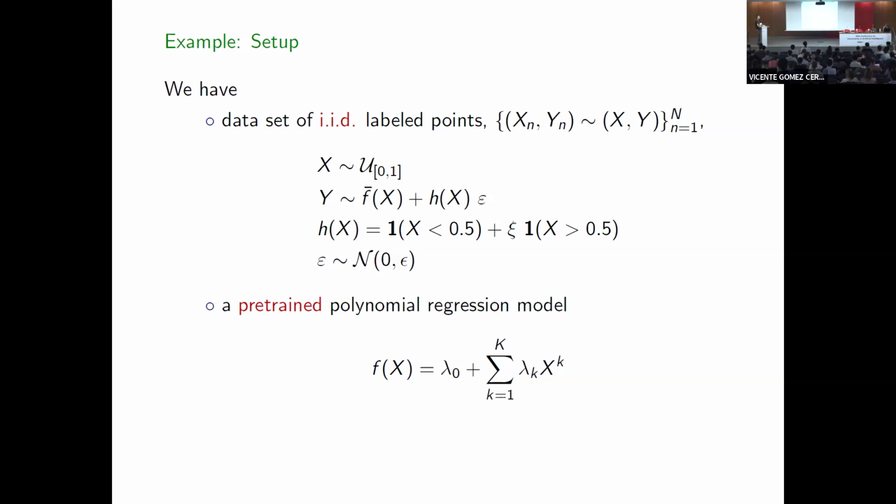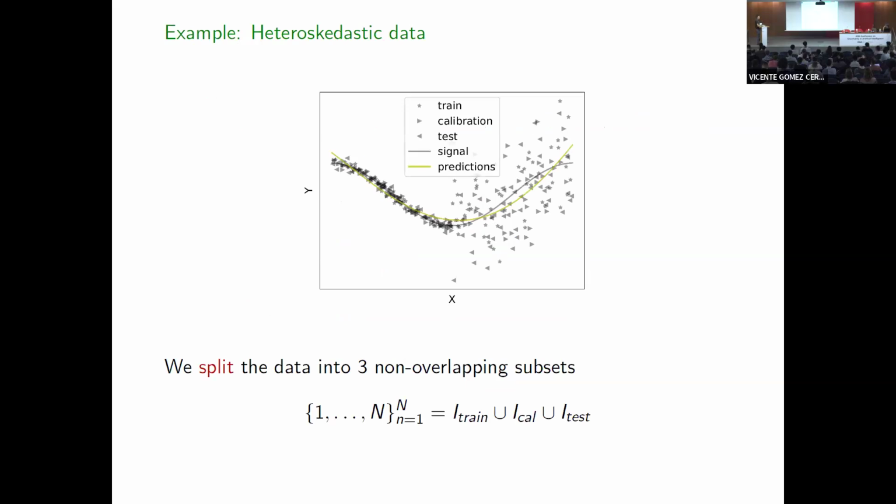And we also have a pre-trained model. In this case, the polynomial, just to fix it. And this is what people normally call heteroscedastic data. You see that here everything is fine, and here the uncertainty is much bigger. If we train the model, the model is pretty good everywhere, but of course here the uncertainty is much bigger than here. So we expect standard conformal prediction to be not that efficient in this case.